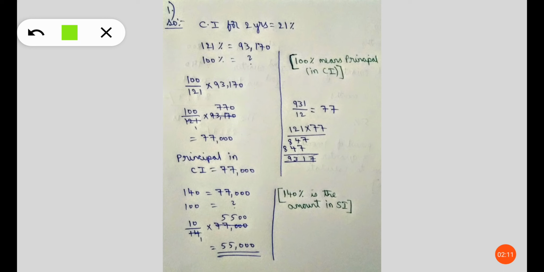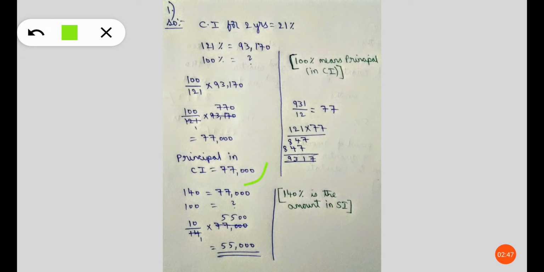Here observe the 12 in the denominator and 931 in the numerator. If we divide 931 by 12, we get approximately 77. Let's multiply 121 with 77. We get 9,317. Therefore, we can easily say that 121 into 770 is 93,170. Like that, 770 into 100 is 77,000. This 77,000 is the principal in compound interest.